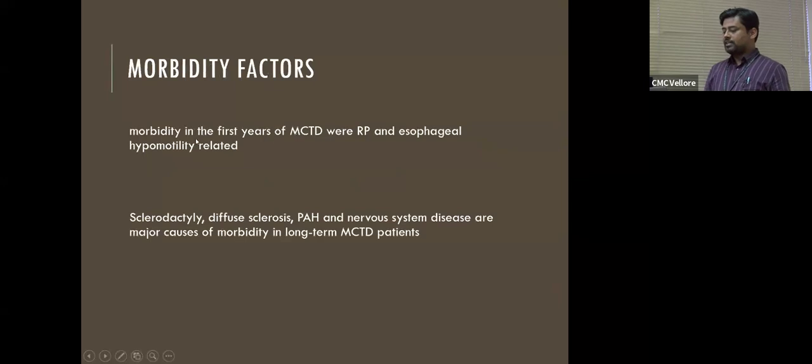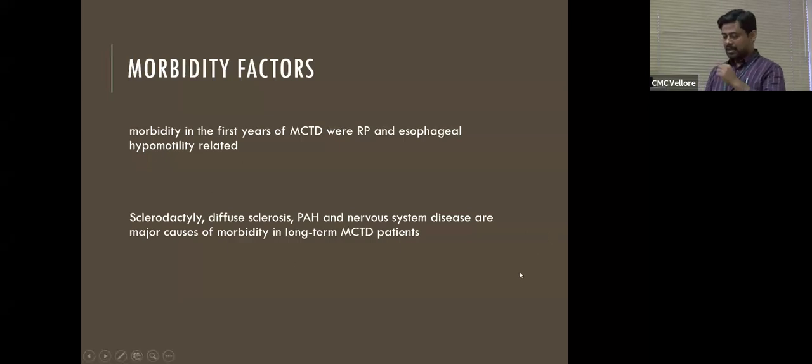As for morbidity, initially when patients come early, they will have more morbidity related to ulcers and gangrene that may happen because of Raynaud's, and esophageal dysmotility, which may be causing them symptoms. But later on, it is the damage which causes the issue, for example the sclerodactyly and the pulmonary hypertension, because vasculopathy has already happened.